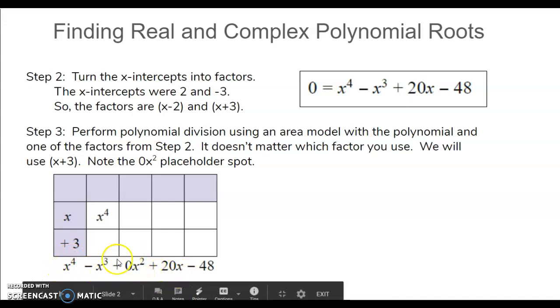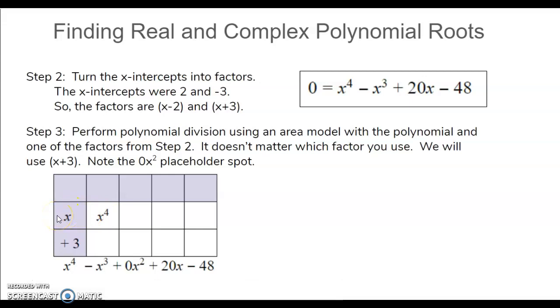Notice that I have a 0x squared here. We always have to go in order from 4 all the way down to a 0 spot. So I have x to the 4th minus x cubed. I didn't have an x squared in my original problem, so I'm going to put 0x squared plus 20x minus 48. I put x to the 4th in my starting spot, and then I toggle back and forth.